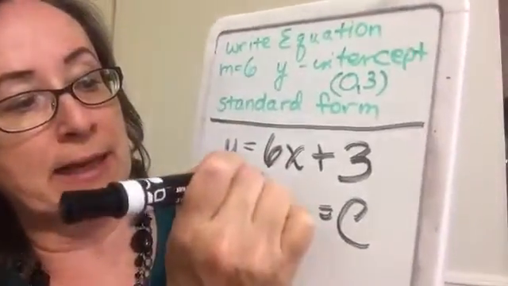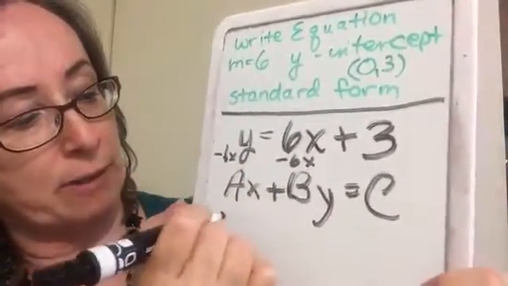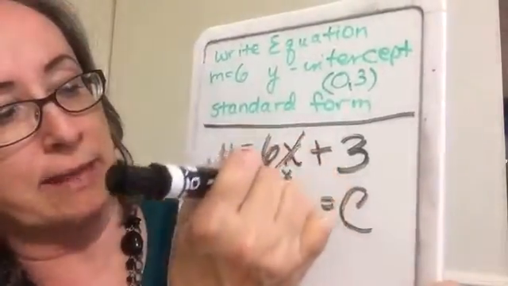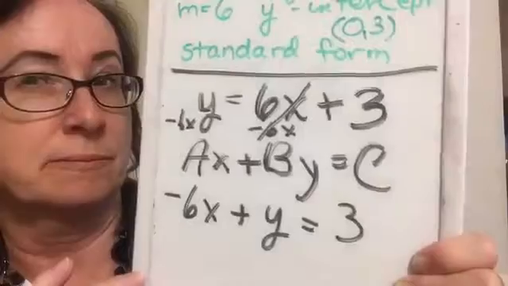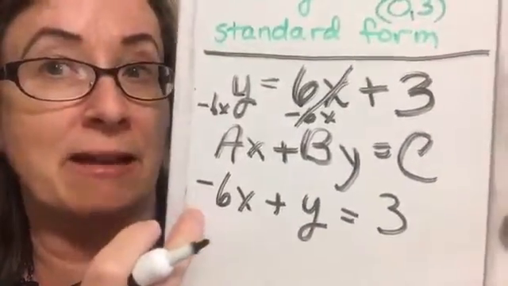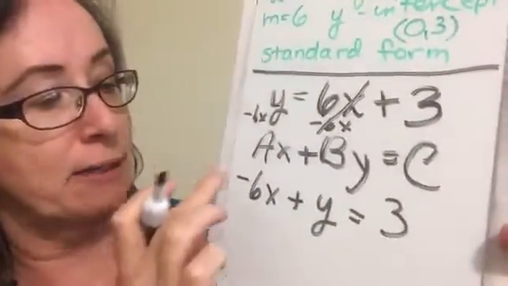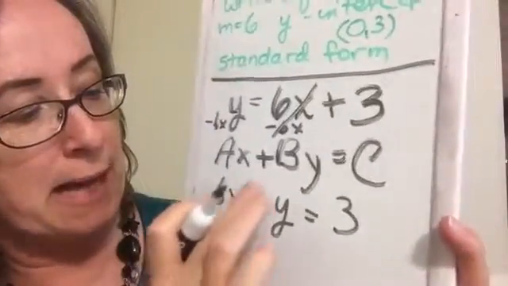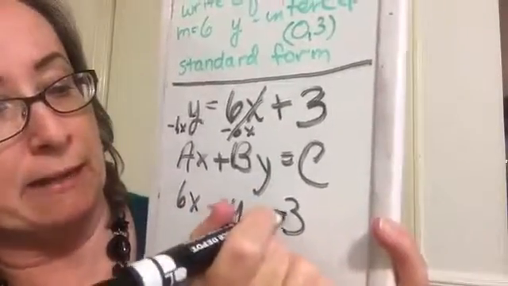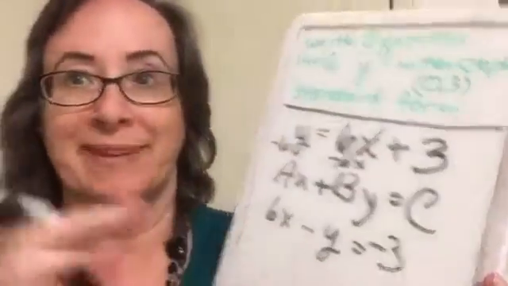So if we subtract a 6x here and subtract a 6x over here, we wind up with negative 6x plus y equals 3. We're almost there. What's the problem here? Remember, we can't have a negative on our x term. So we're going to multiply everything by negative 1, which means we change this negative to a positive, this positive to a negative, and this positive to a negative. And now that will be the answer to our problem.